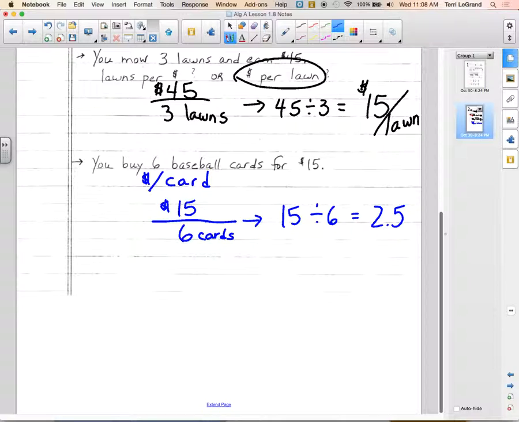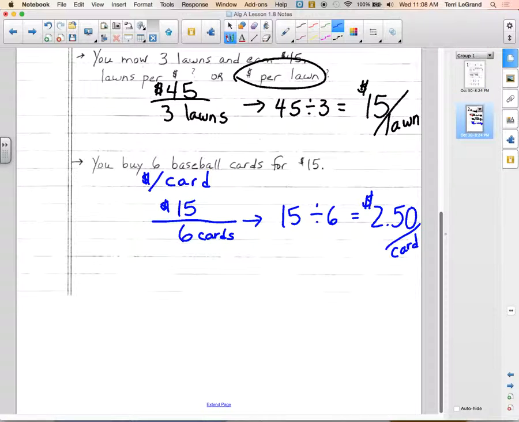But if I get 2.5, I'm not going to leave it as 2.5 because what is that 2.5? It's money, so it's $2.50. So I'm going to put a 0 behind that 5, and I'm going to put a dollar sign in front of it, and I'm going to say $2.50 per baseball card.